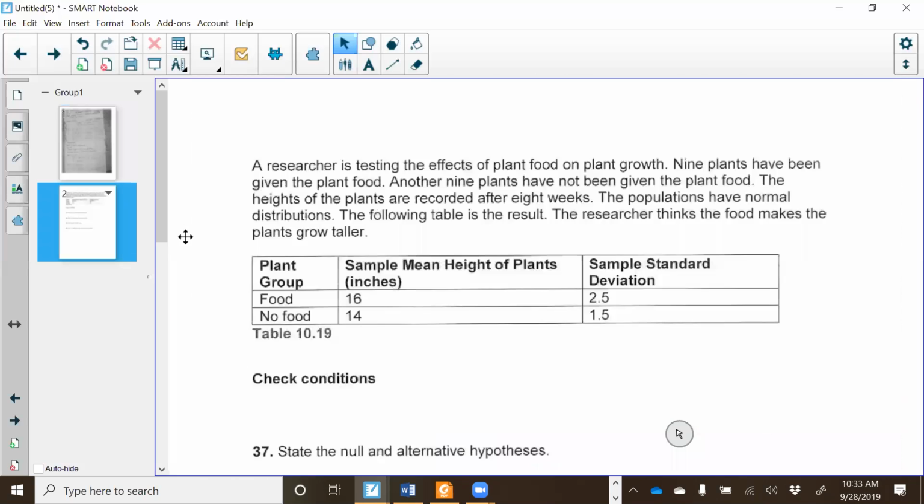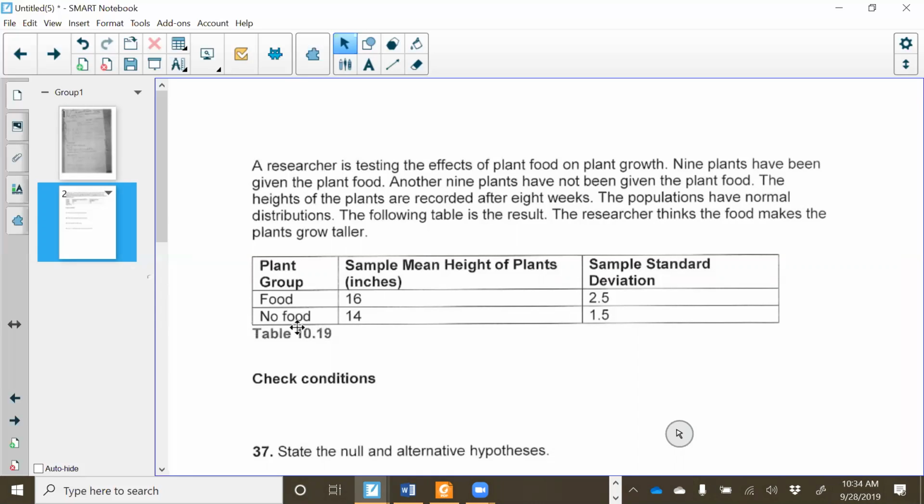So let's see what this problem does. I haven't looked at this problem yet. We've got plant food on plant growth. We have 9, pretty small sample, isn't it? Only 9 in each group. And then they measure the heights after 8 weeks of getting the treatment. They're telling us the populations are normal distributions. Well, that's nice of them, because that means we can use these techniques even though we've got small samples. And then we've got the summary results in the table below.